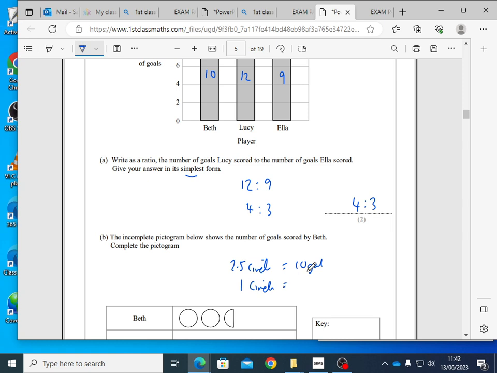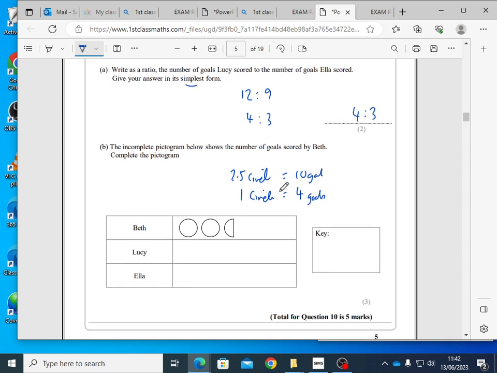One circle will represent, divided by 2.5, it's going to give me 4 goals. So let's write the key first. That one circle, 4, 8.5 total, that'd be 10. So full circle is equal to 4 goals.